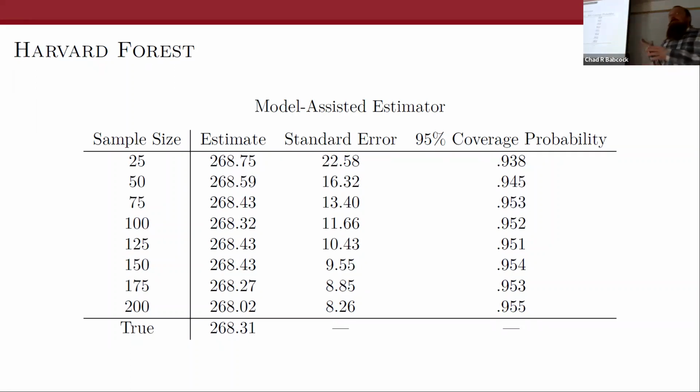I'd like to point out that the assisting model in here, the R squared for that thing is about 0.38. So this is a very weak relationship between the actual plot data and the map. We would hopefully see much more reduction in our standard errors if we actually had a map that better fit the data we had. But even with a low R squared like so, we're still seeing those sorts of improvements here.